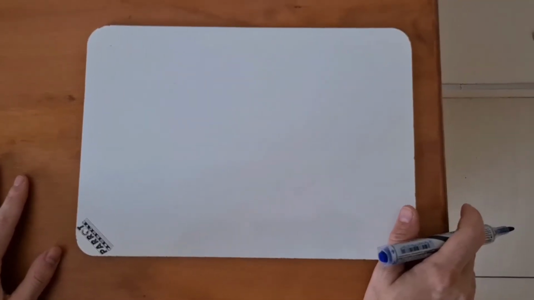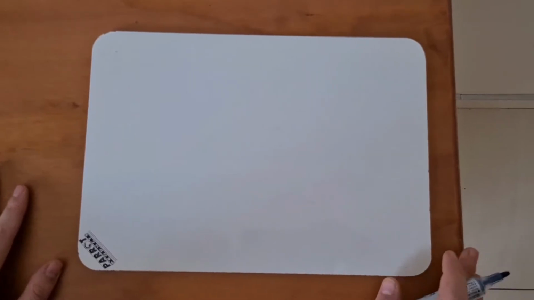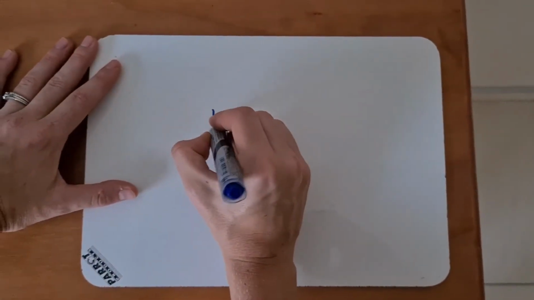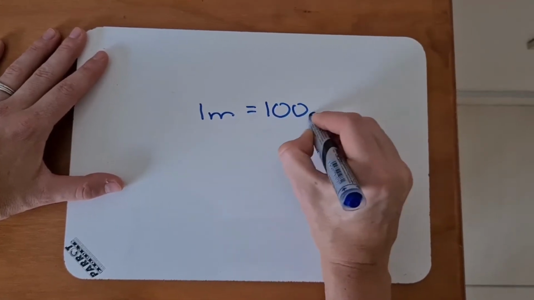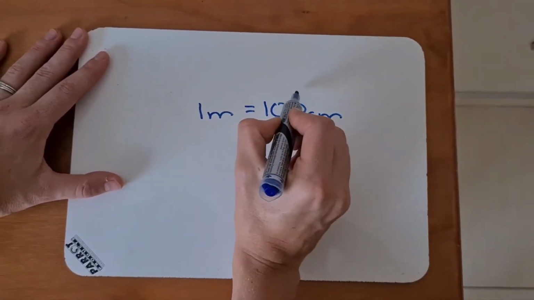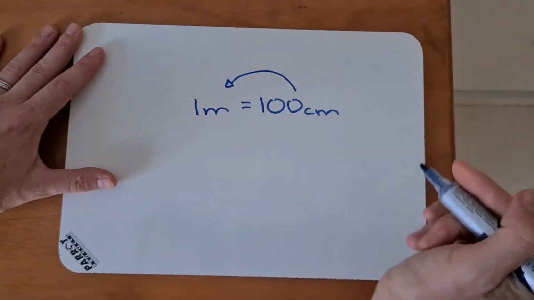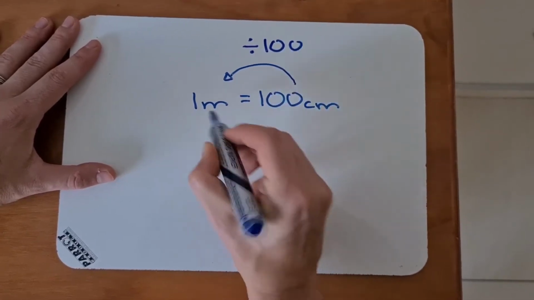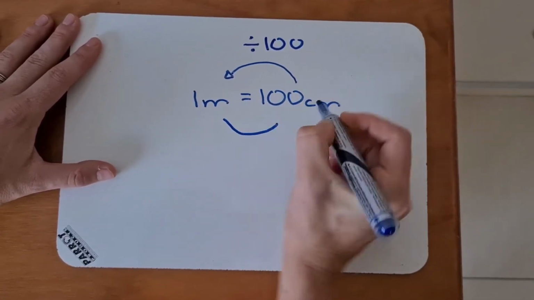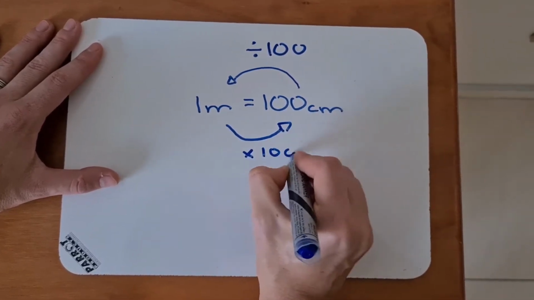Hi grade 4s, we're going to look at centimeters and meters today, and meters and kilometers. So I'm first going to start off with 1 meter is equal to 100 centimeters. And if I wanted to take my centimeters and convert them into meters, I would have to divide by 100. And if I wanted to convert my meters into centimeters, I would need to times it by 100.